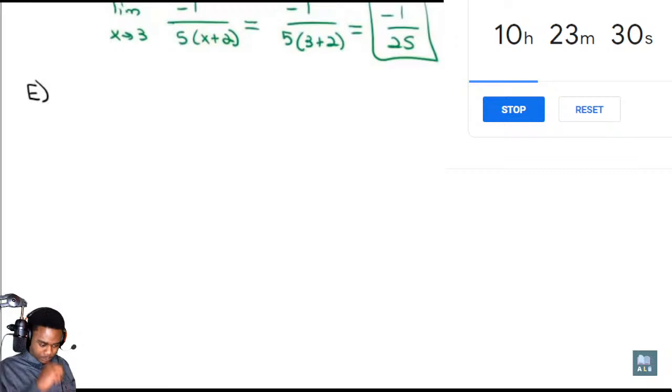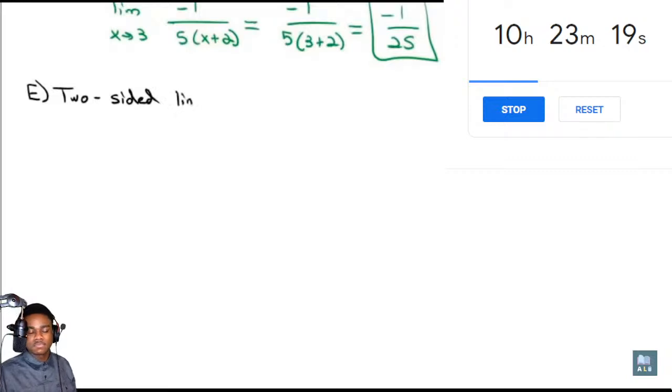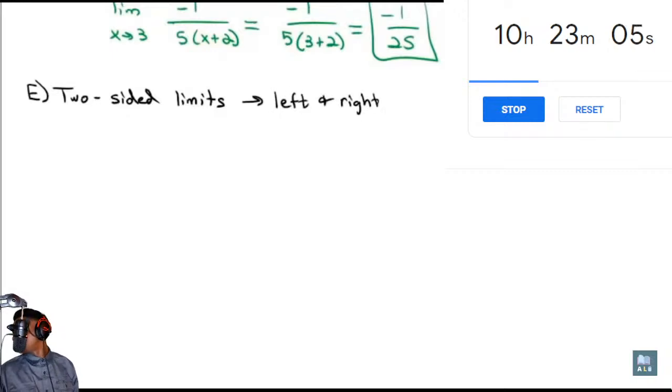While we're talking about finding limits, though, I want to go back to the discussion we had about the 2-sided limits and how we can handle those. If you remember in our previous lesson, we talked about coming in from the left and coming in from the right. Well, for a 2-sided limit, the left and the right must be equal.